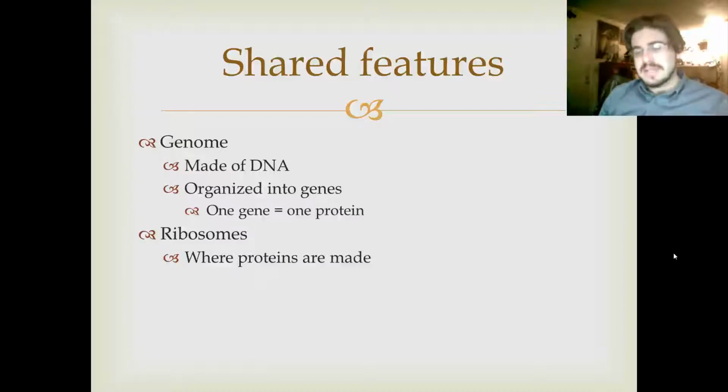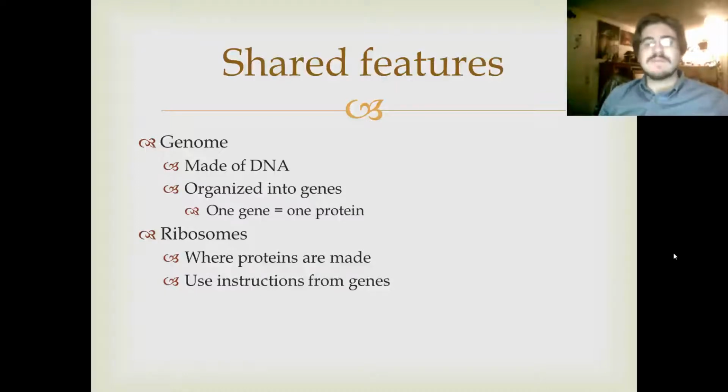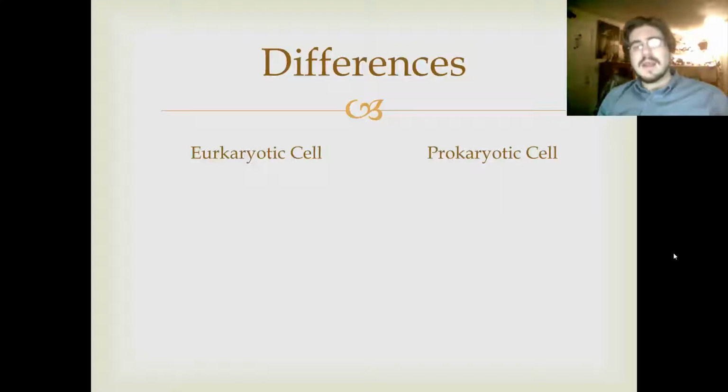They're the site of protein synthesis. So they use the instructions from the genes and make proteins. All right, so those are the commonalities to prokaryotes and eukaryotes. Let's talk about the differences between prokaryotes and eukaryotes.